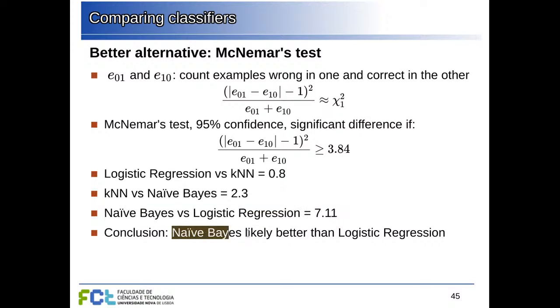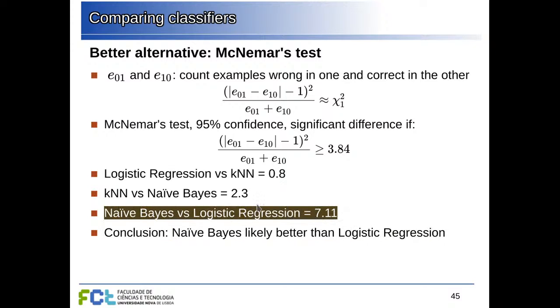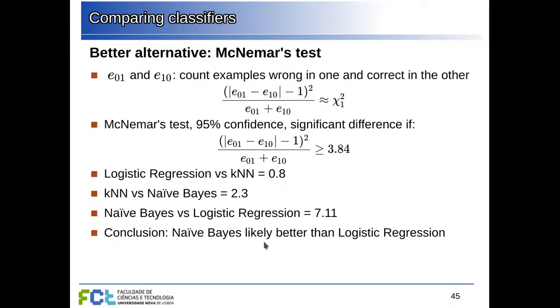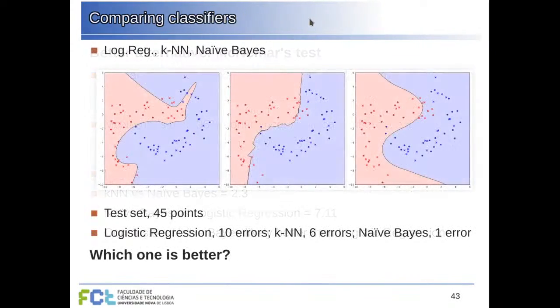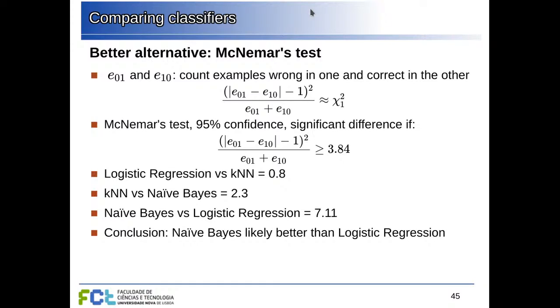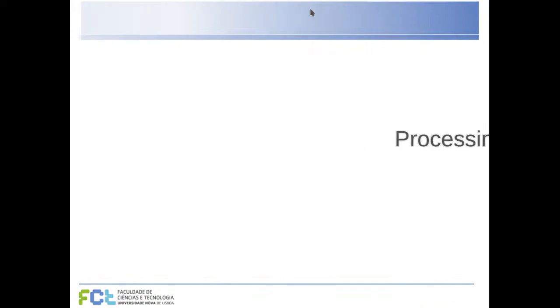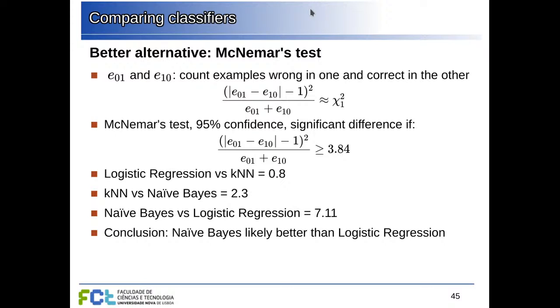So our conclusion is naive Bayes. From here we can see that it is statistically different from logistic regression, and since naive Bayes has a smaller number of mistakes and it is statistically different from this one, we can say that it is better. In the other cases, we cannot say that with confidence, because it may just have happened by chance. So this is how we're going to compare the classifiers in the end.